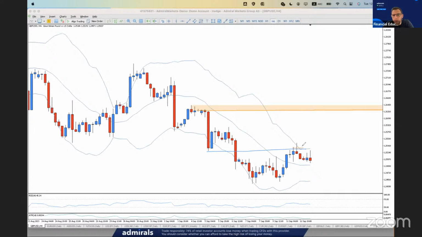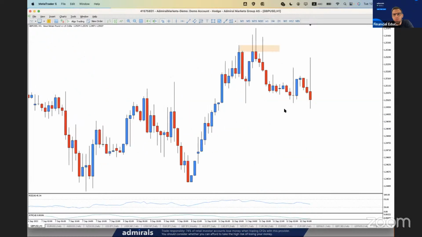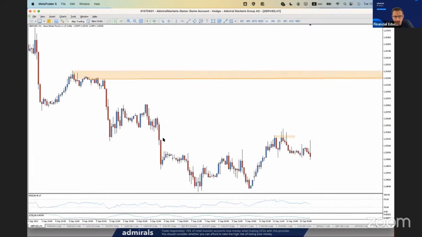So if we mark this area like it's a resistance here, and we go to the 1-hour chart here, you see that was the low, and here is the price.